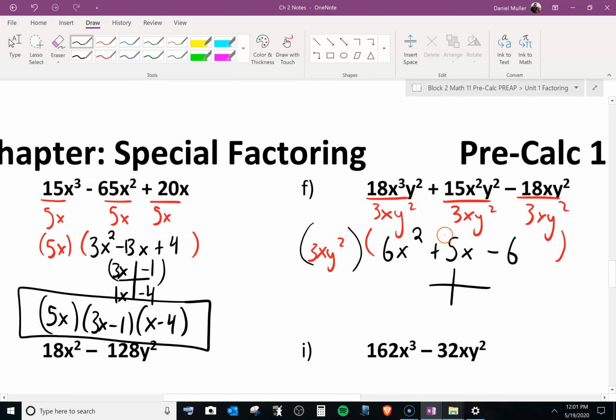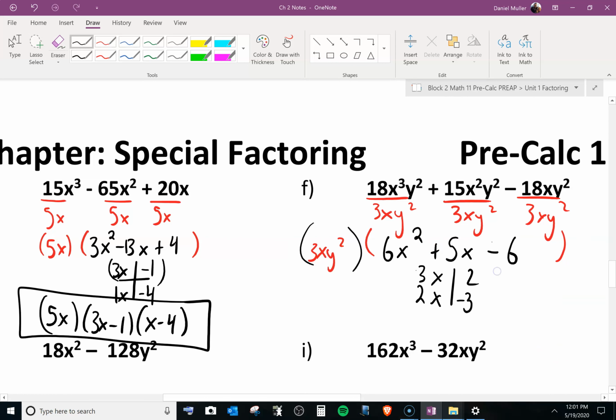All right, now this I don't know. I know it's x and x, but is it 6 and 1 or 3 and 2? So I'm going to try 3 and 2. Great, now this is 6. So 3 and 2, but it needs to be negative. So negative 9x and positive 4x. That gets me a negative 5 if I add them. And that's close. I've got a positive 5.